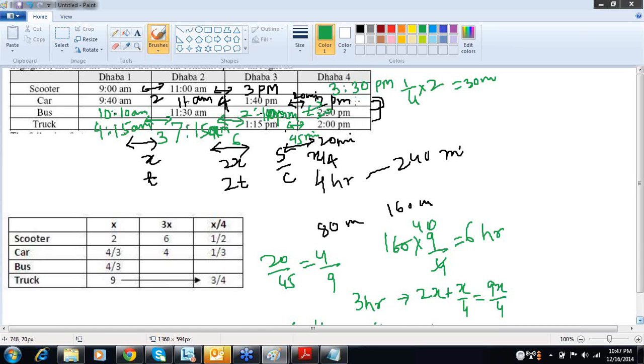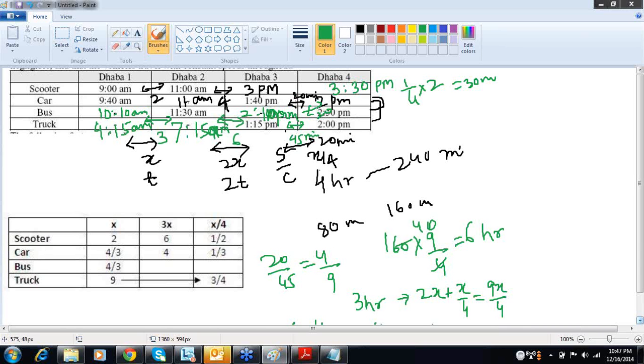So car and truck have to reach at the same time, that is 2 p.m. Then only is it possible to satisfy that condition, because it has to reach before the other two and also at the same time as one of the vehicles. So the car will reach here at 2 p.m. At Dhaba 3 it is 1:40 p.m. So how much time did it take to reach Dhaba 4 from Dhaba 3? It took 20 minutes.